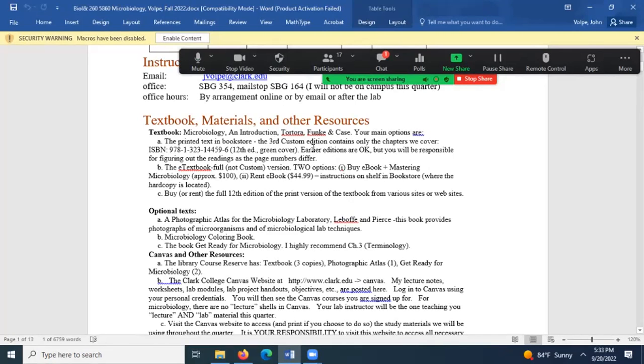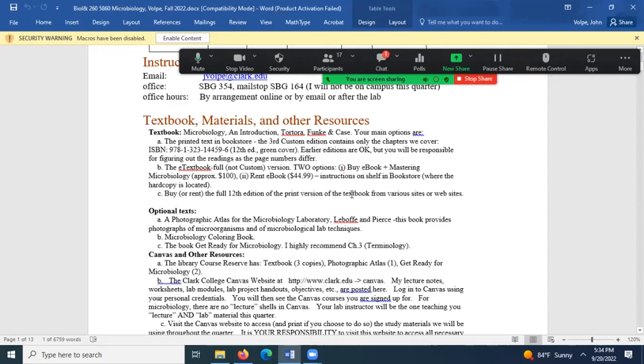The custom edition is special in that it only has the chapters that we use at Clark. The full edition has all the chapters. You can also rent or buy the e-textbook. If you buy it online, or the e-textbook, it'll be cheaper than in the bookstore. And you may get the older editions of the textbook, which are even cheaper.